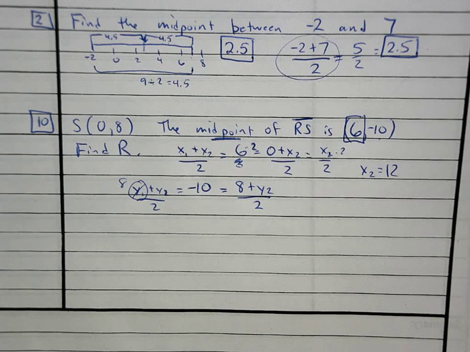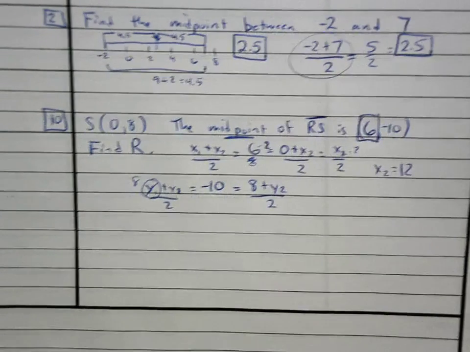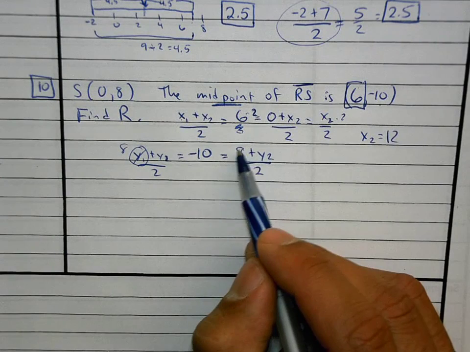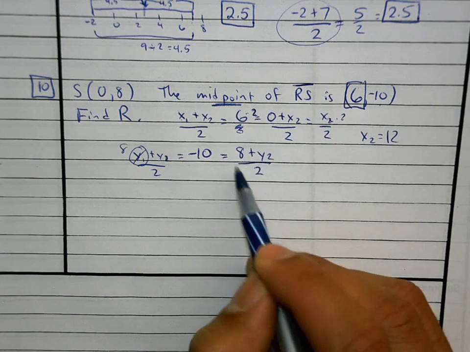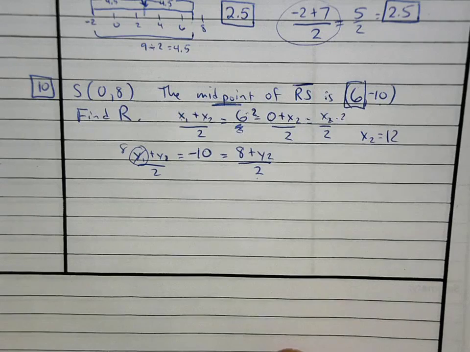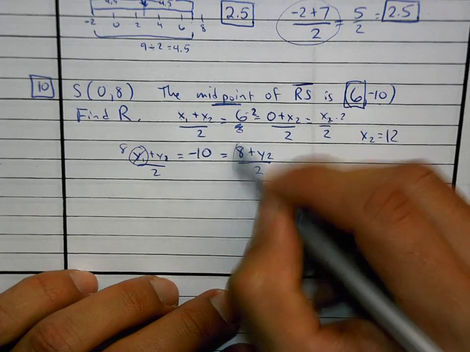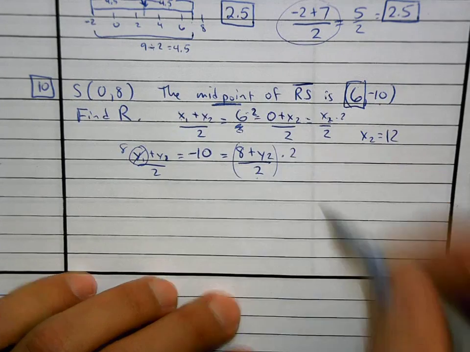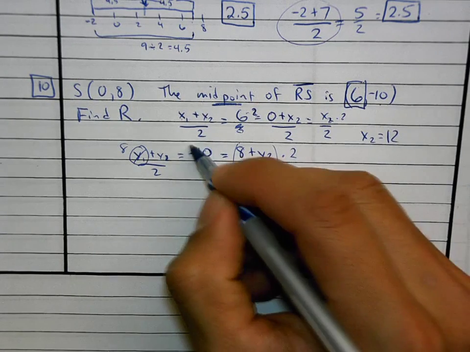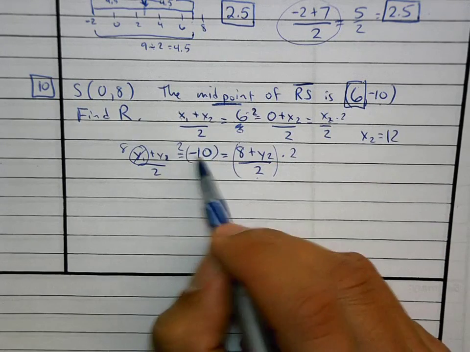Now I'm going to recommend when you have a problem that's not 0 that we get rid of the division, because this whole numerator is being divided by 2. I'm going to recommend that you do the opposite of dividing by 2. Take this whole group and multiply it by 2. Whatever you do on one side of the equal sign, you have to do to the other. You're going to take this -10, you're going to multiply it by 2.